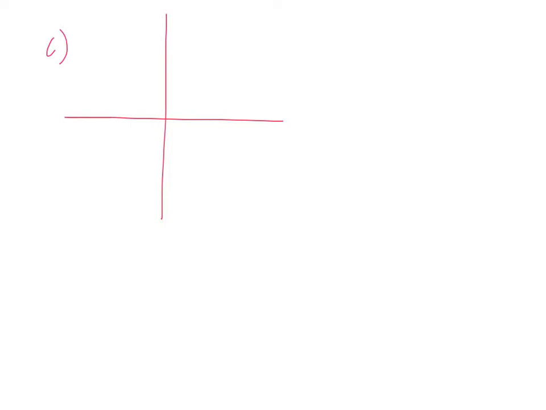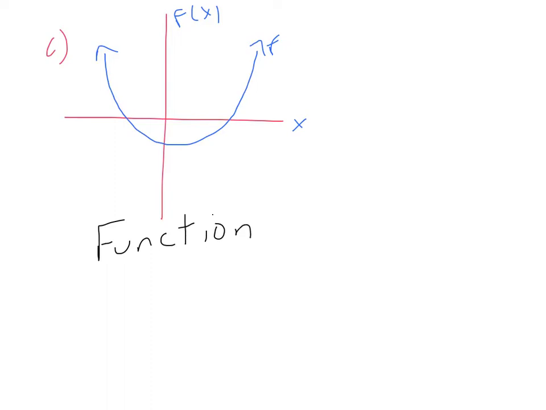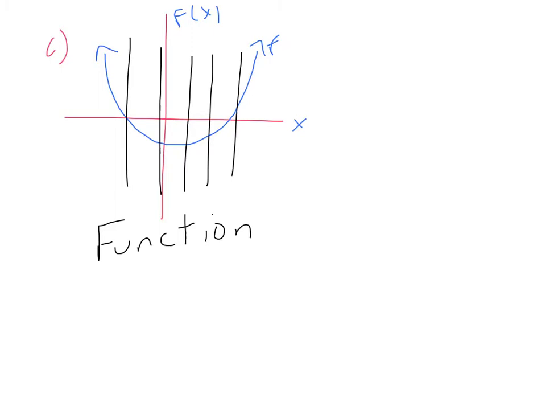If we look at this graph here, this is our x-axis, this would be our f of x-axis, and here is our function f. Does that graph represent a function? And the answer is yes. This is the graph of a function, because no matter where I would draw a vertical line, I'm never going to hit that graph more than once. So that does represent the graph of a function.